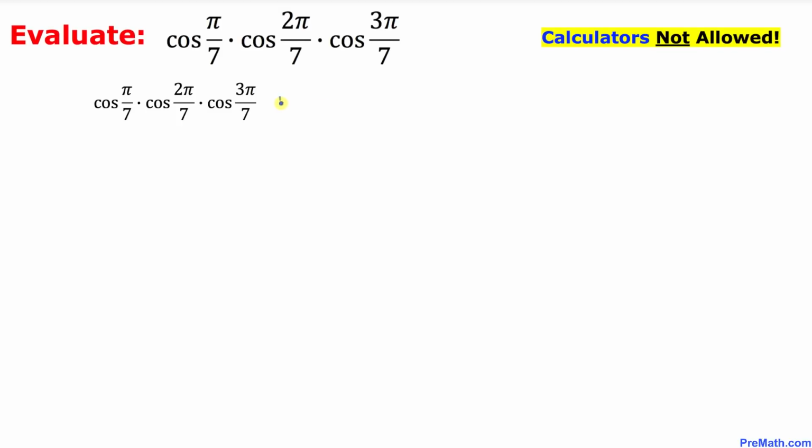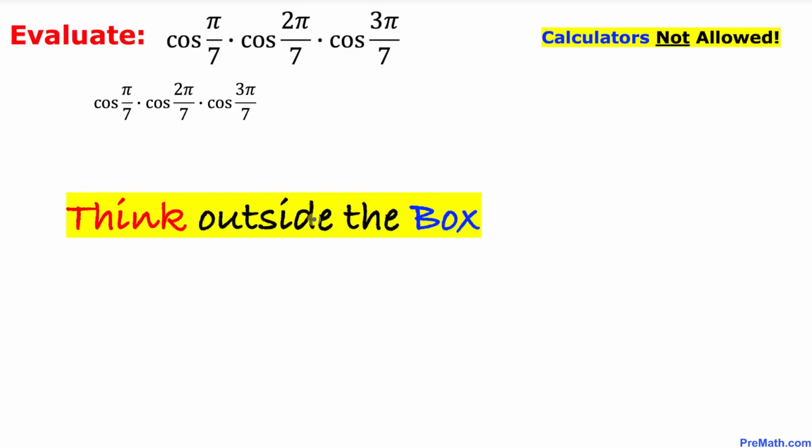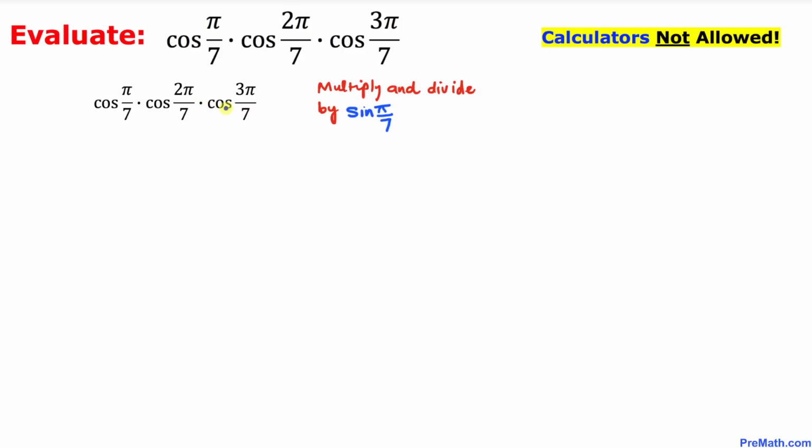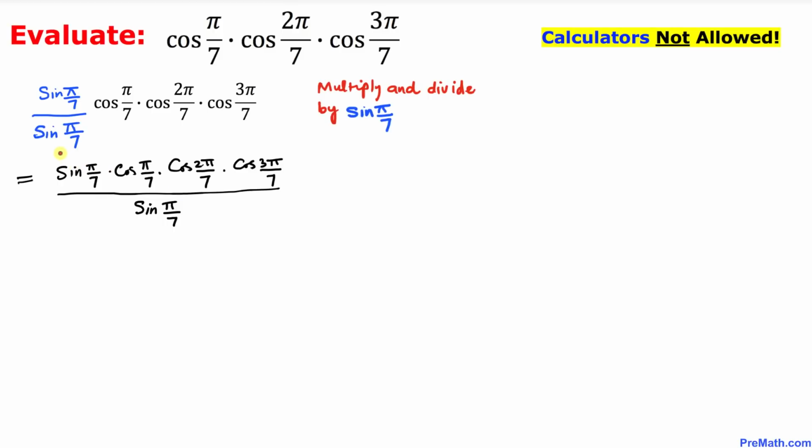Here I have copied down our original problem, as you can see. Since we are not supposed to be using calculators, we have to think outside the box and use trigonometric identities to manipulate this given problem. So let's multiply and divide this given problem by sine of pi over 7. Now let's focus on this part only, sine of pi over 7 times cosine of pi over 7.